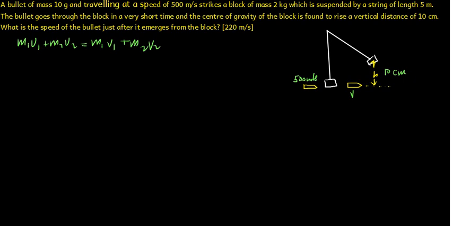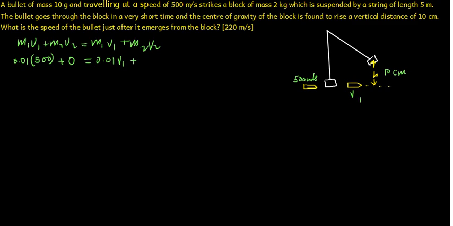Mass 1, the bullet, let's call it mass 1. The mass is 10 grams. Converting that to kg, we divide by 1000, that will give us 0.01. And then it is moving at 500 meters per second. The block is at rest initially. So the velocity is what? 0. So momentum is also going to be 0. Mass 1 is still 0.01, but we don't know the velocity at which it will come out. Let's call it v1.